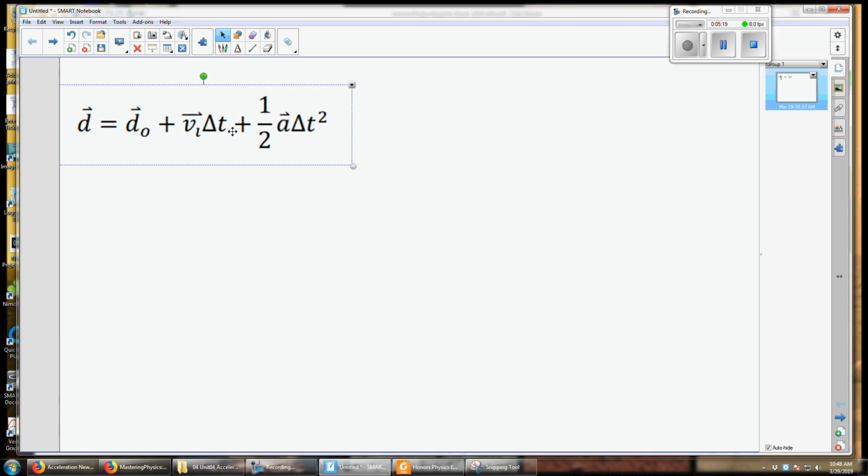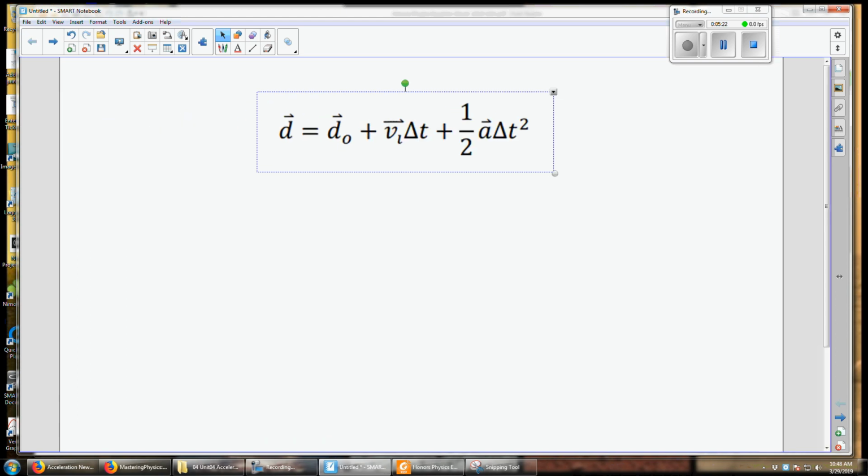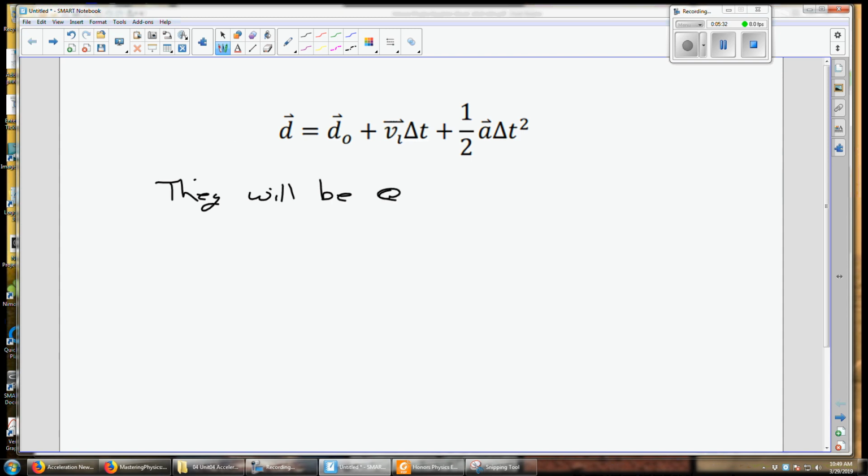So I'm going to use this equation. Since I know they will be at the same place, that means that both of them will have the same D. It depends upon which one I want to look at, motorcycle 1 or motorcycle 2, but they're both going to end up at that same D, that same place, at that 10 seconds. So I know my delta T is 10 seconds.